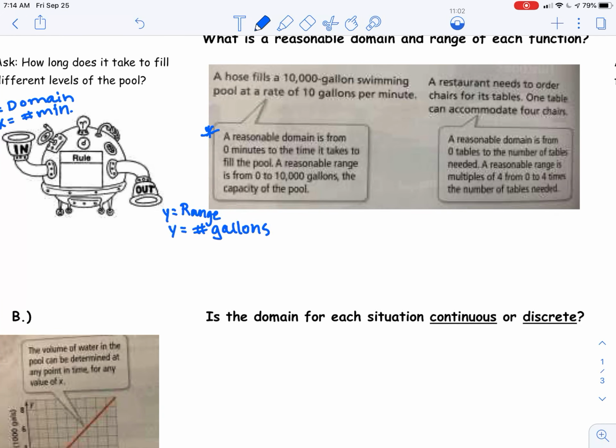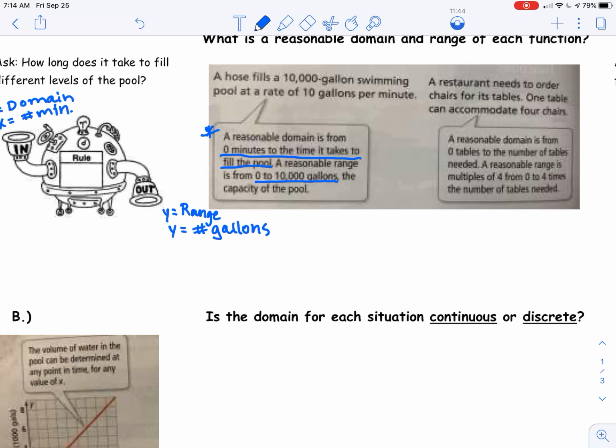A reasonable domain for that situation with the swimming pool is from 0 minutes, right, from the time you turn the hose on, 0 minutes of the time that it takes to fill the pool. So a reasonable range would be anywhere from 0 to 10,000 gallons. So a reasonable domain is anywhere from 0 minutes to however long it takes. We don't know how long it's going to take to fill the pool, right? Whereas the range does have a cap on it because we know the pool can only hold 10,000 gallons. So it starts at 0 gallons because there's not a drop of water in there when you start, right? You're putting the first drop in there. So the range can go from 0 to 10,000 gallons.